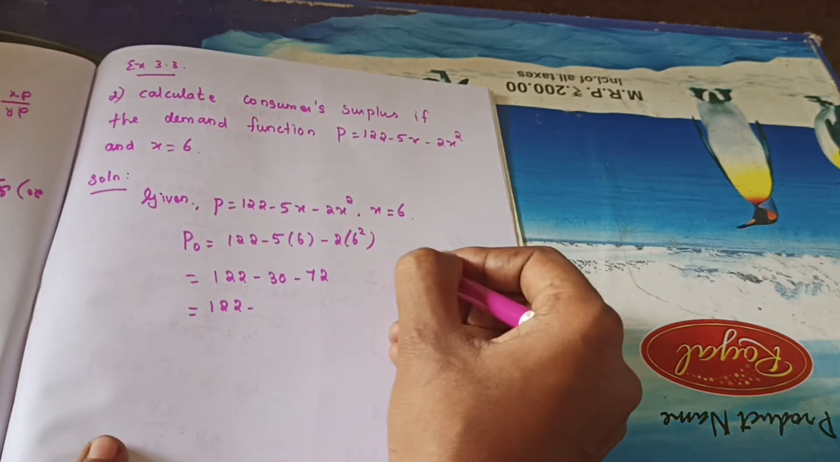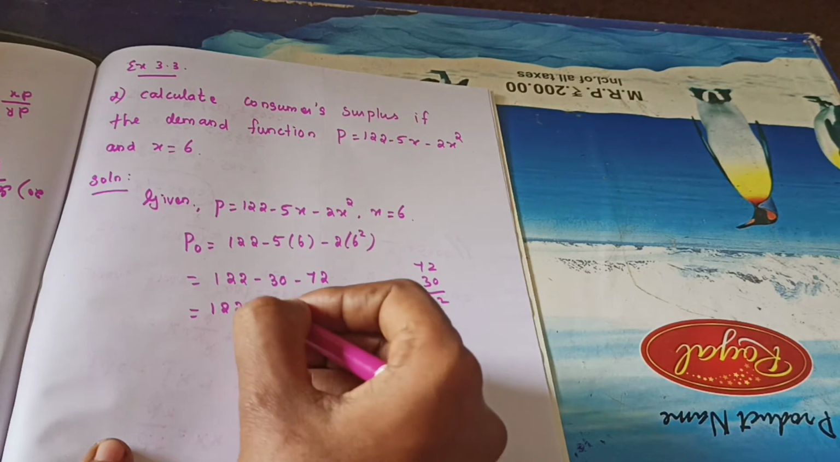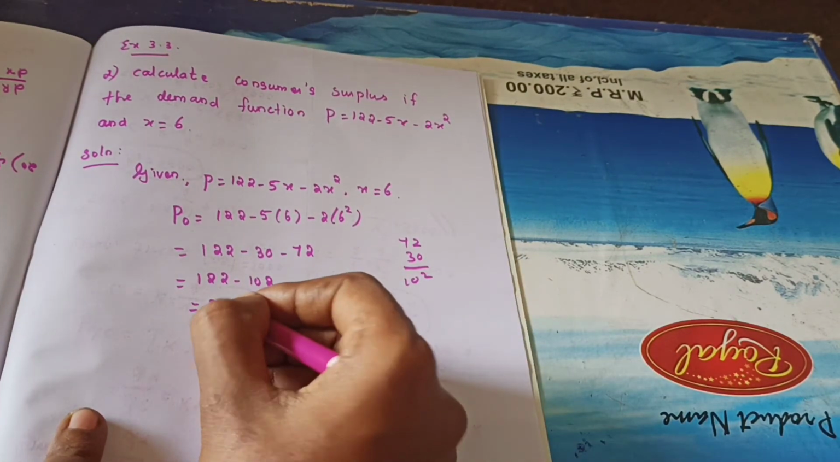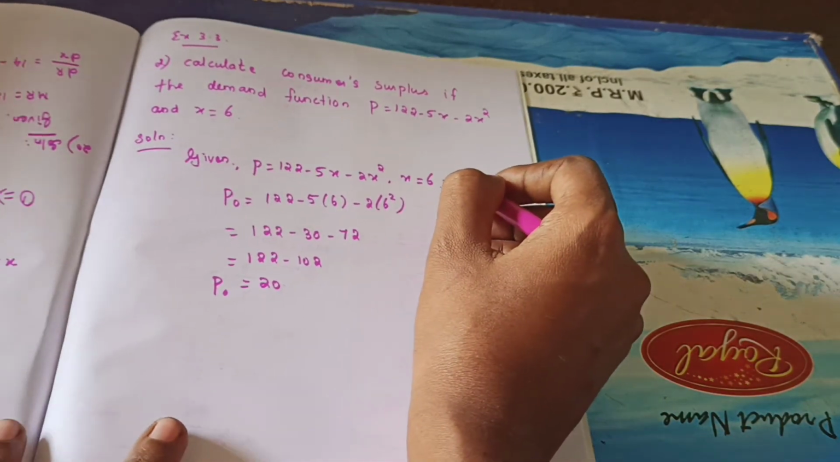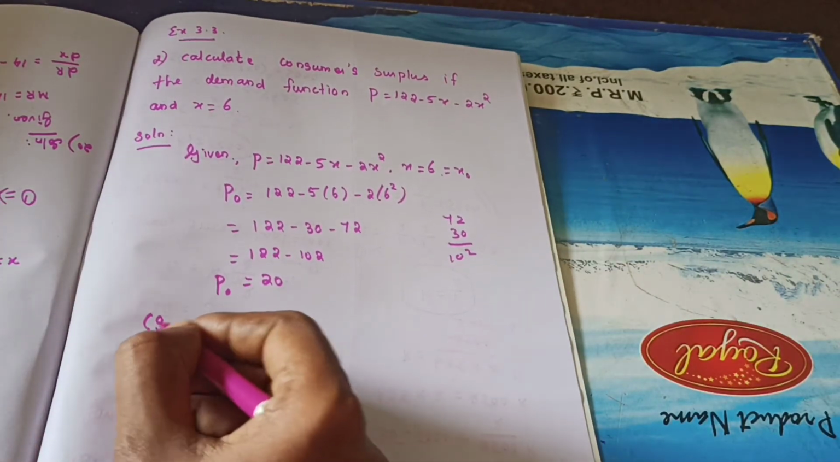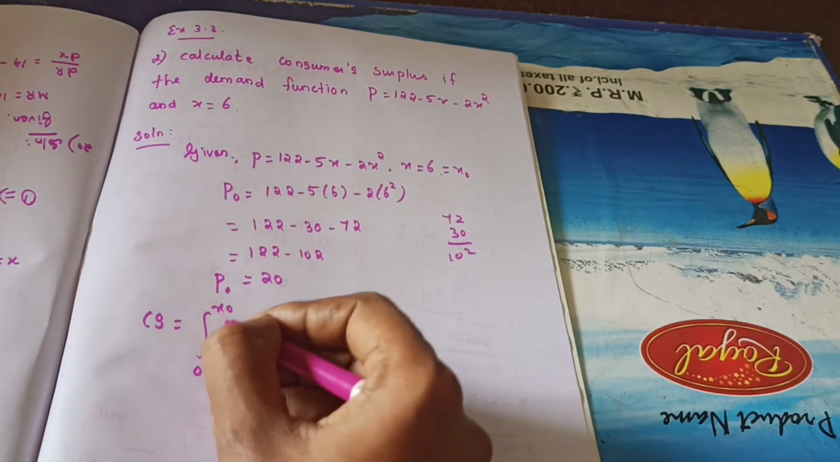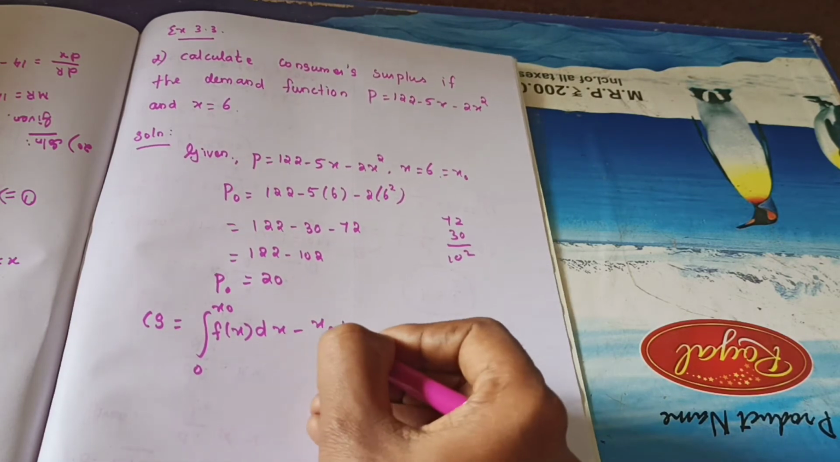122 minus 72 30, so 102. So how much will you get? 20. This is the value for P naught. You know the value for x naught also. Now you can find out CS. What's the formula? Integral of 0 to x naught f of x dx minus x naught P naught.